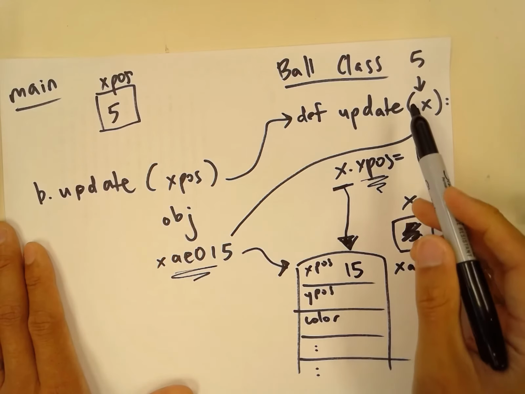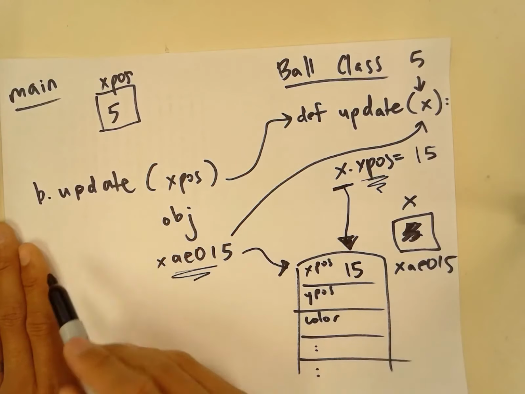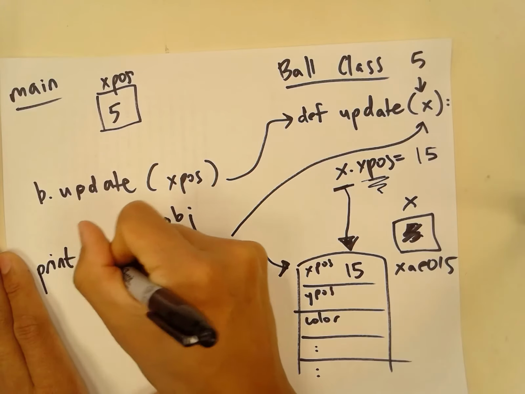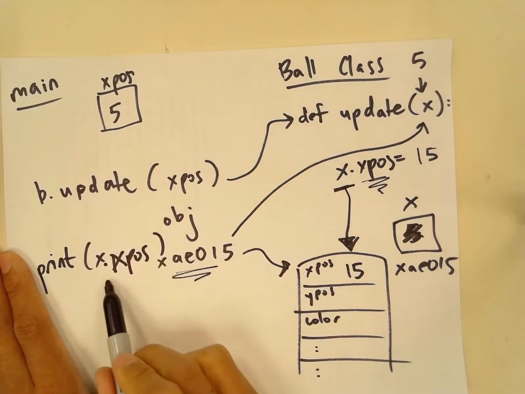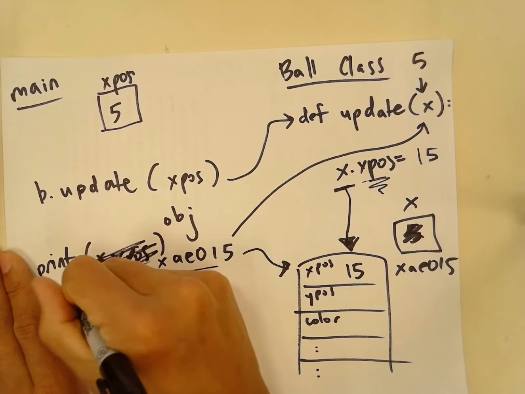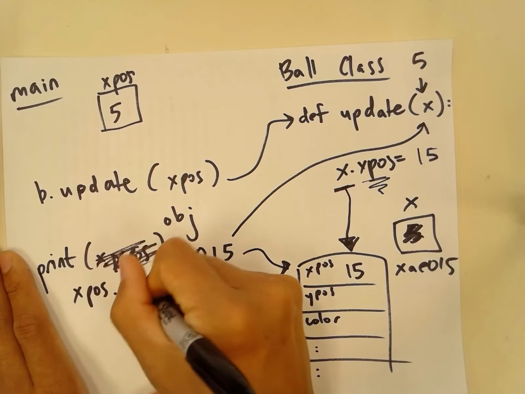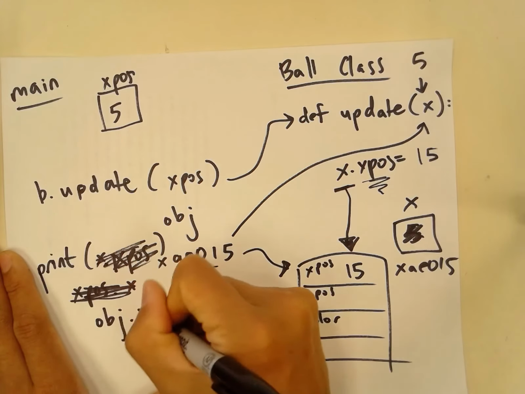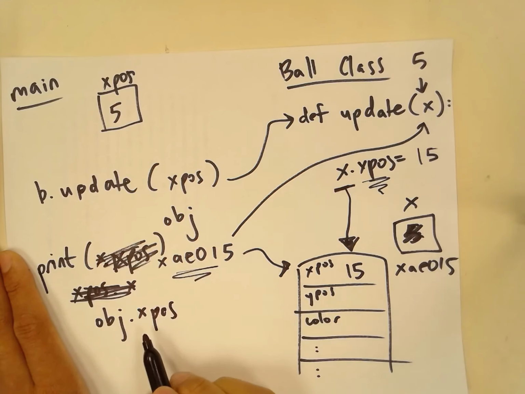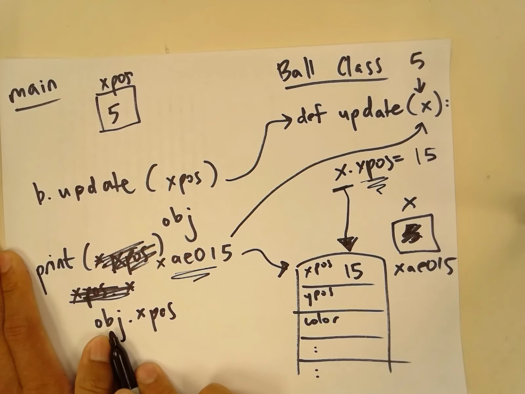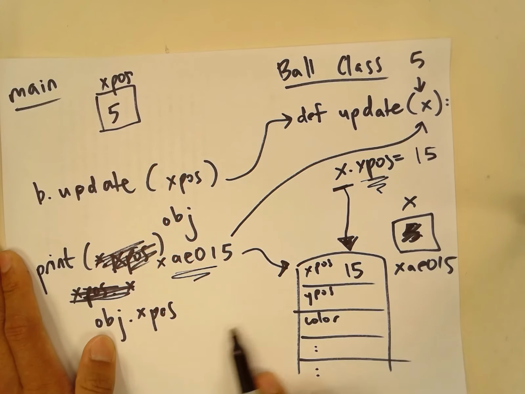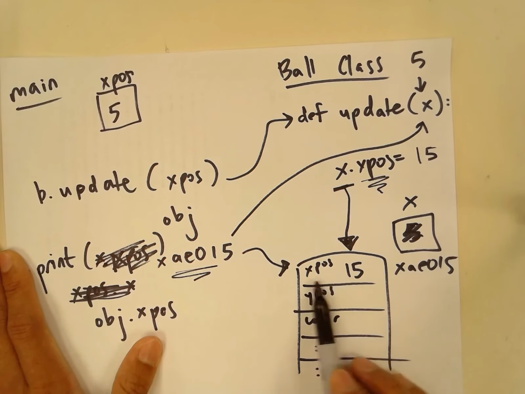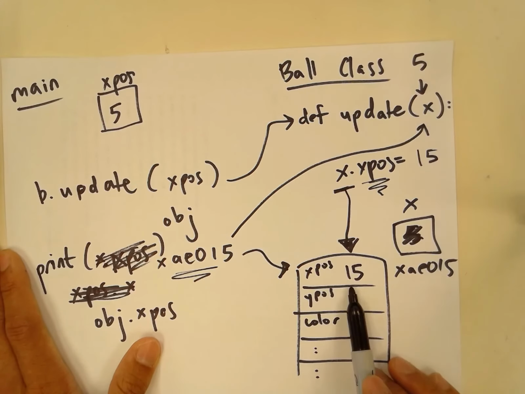Okay, so then when we finish update and we're back here in main, and I say print x.xpos. Oh, I'm sorry, no, this is wrong. If I say print object.xpos, like this, what is it going to do? Well, it's going to go to the memory location, which is contained in object, and it's going to go to the xpos instance variable, and it's going to print out 15.